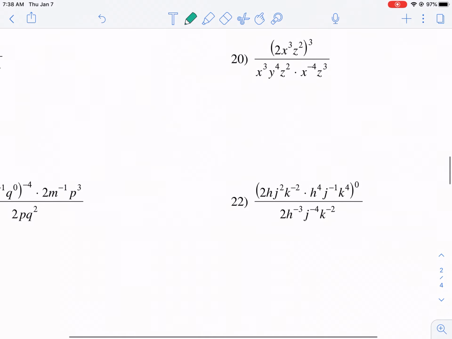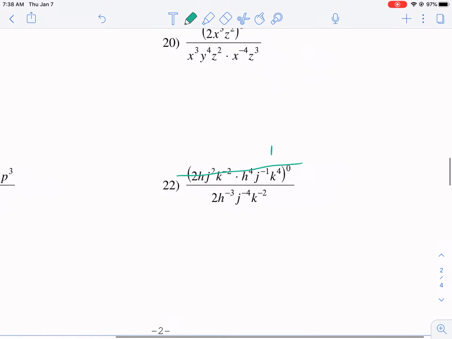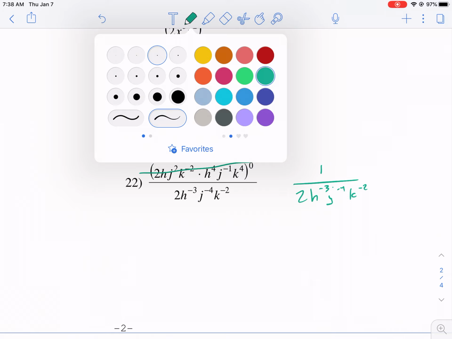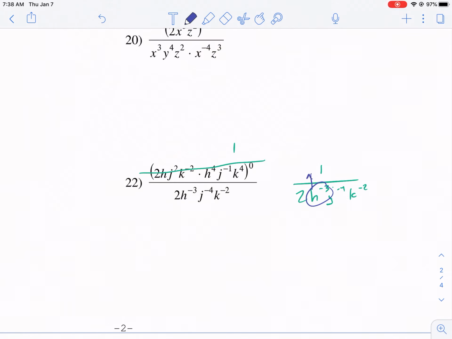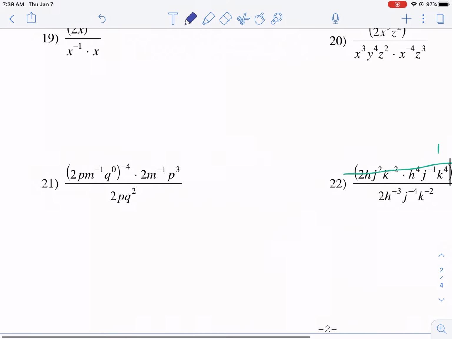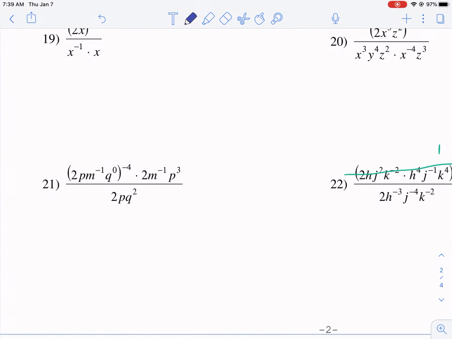Actually, this one's fast. So look, cancel this because it's all raised to the 0 power, so that's 1. 1 over 2h to the negative 3, j to the negative 4, k to the negative 2. This one's pretty easy. All we have to do is move these up and make them positive exponents. So this is going to be h to the 3rd power, j to the 4th, k to the 2nd over 2, and that's our final answer. Let's take a look at this one real fast. This is probably the toughest one.